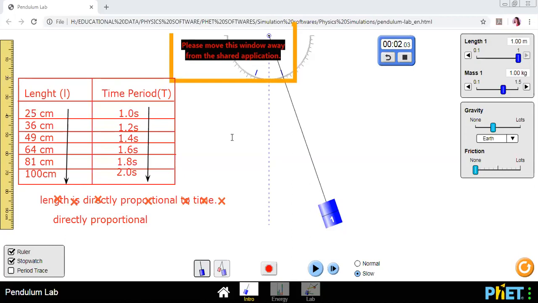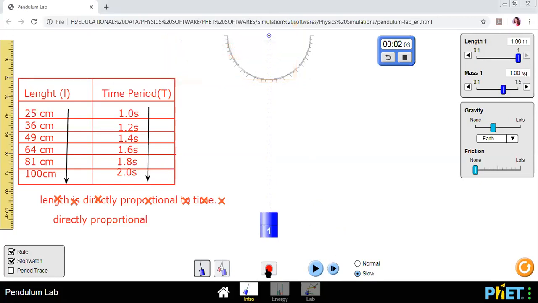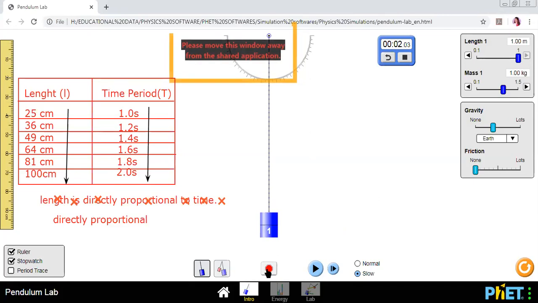Directly proportional means that if it is increasing, no problem with that increasing parameter. But understand, something is directly proportional only if it increases in equal proportion. Try to understand. We say it is directly proportional only if it increases in equal proportion.